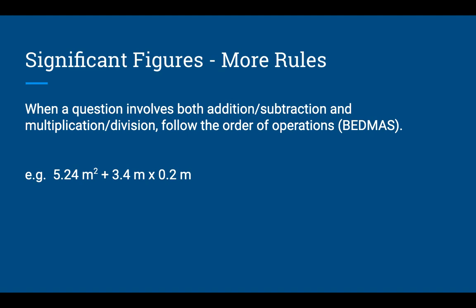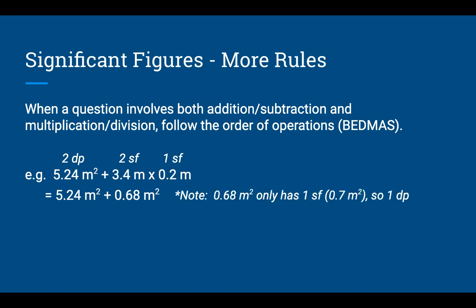So BEDMAS tells us we need to multiply first. And in the multiplication, we've got 2 significant figures and 1 significant figure. And then we're going to add that to the 5.24 meters squared. So then we're going to think about decimal places. And it has 2. So we're going to do our multiplication, 0.68 meters squared. But really, that number can only have 1 significant figure because of that 0.2. So really, that's a 0.7. But we're going to keep the 0.68 just to make our answer more accurate in the end.